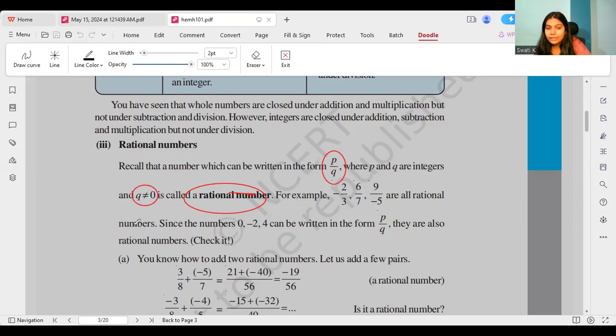The main part, right? That the denominator can never be equal to 0. They are called rational numbers. For example, minus 2 by 3 is a rational number. Yes. Minus 2 is an integer, 3 is an integer, and Q is not equal to 0. 6 by 7, 9 by minus 5.